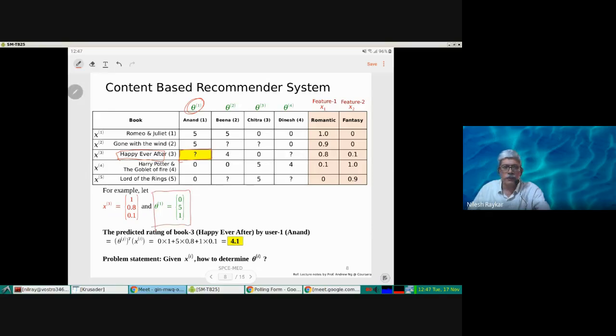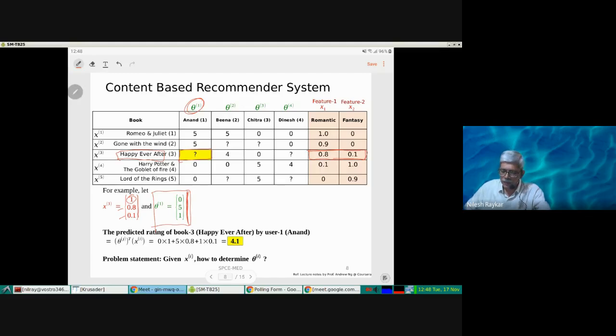So it is 0, 5, 1. And for this book, the book product feature vector is 0.8, 1, and first is a bias term which is always equal to 1. So that is for the third book we know the feature vector, and for the first user, Anand, we know his user parameter vector, which is developed by using the content based recommender algorithm.